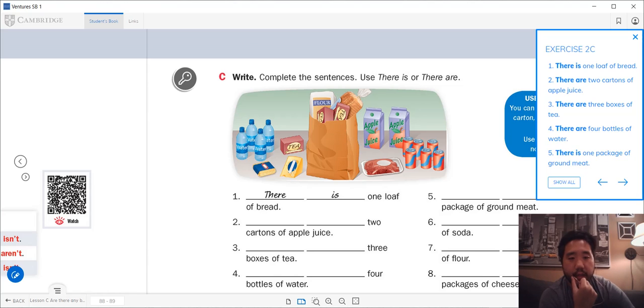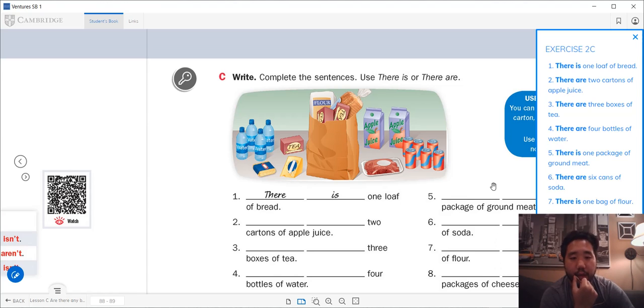Number 6, blank, 6 cans of soda. There are 6 cans of soda in the picture. And there's 6 of them, so it's plural. So there are 6 cans of soda. Number 7, blank, 1 bag of flour. 1 is singular. So we have to say there is 1 bag of flour.